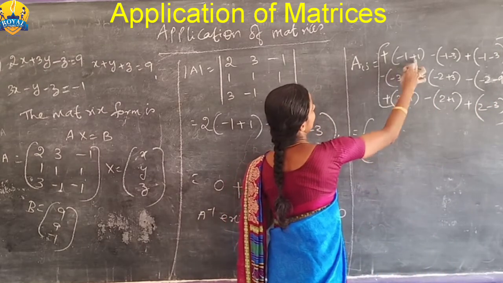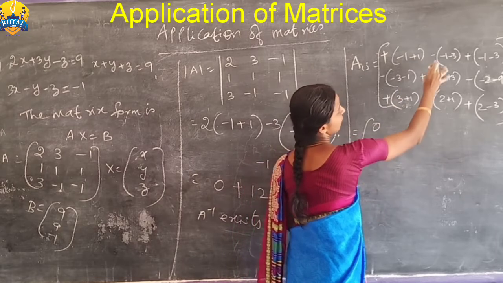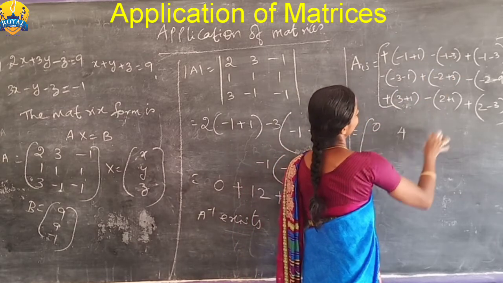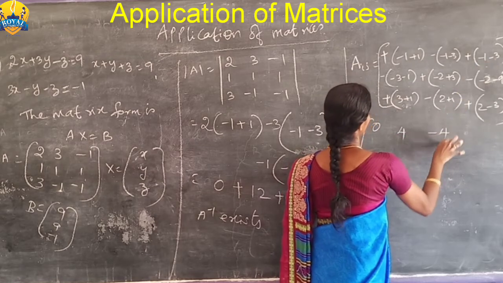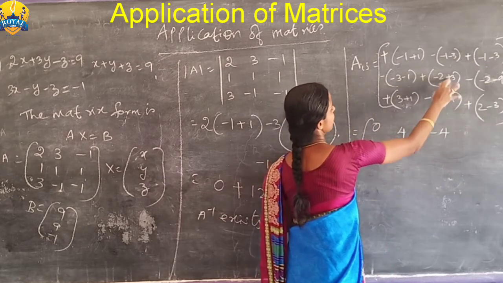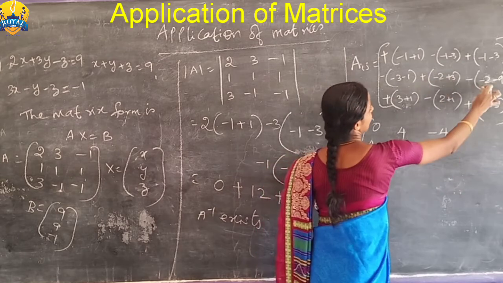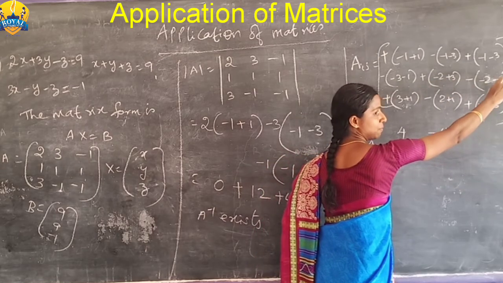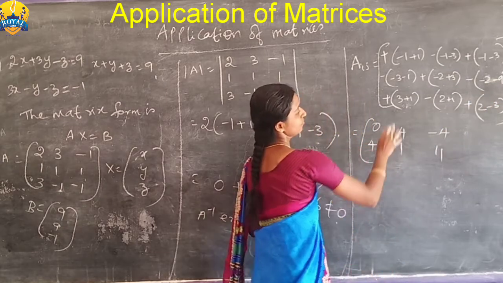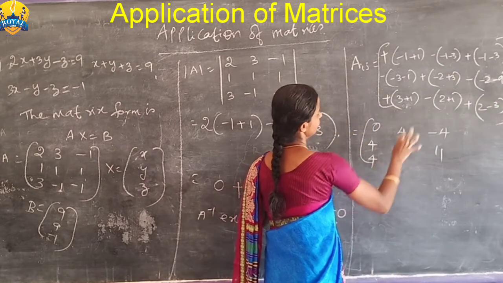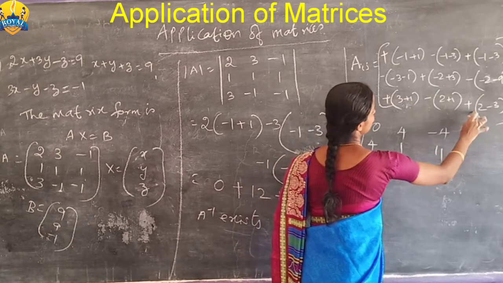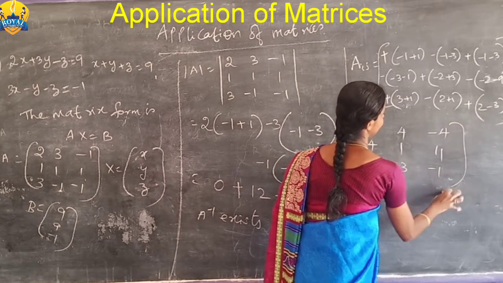Now I have 1 minus 1 is 0, minus 3 minus 1 minus 4 into minus, plus 4. Minus 3 minus 1 minus 4, minus 3 minus 1 minus 4 into minus, plus 4. 3 minus 2 is 1, minus 2 minus 9 is minus 11, minus of minus 11 is plus 11. 3 plus 1 is 4, 2 plus 1 is 3, but I have negative, minus 3. 2 minus 3 is minus 1.